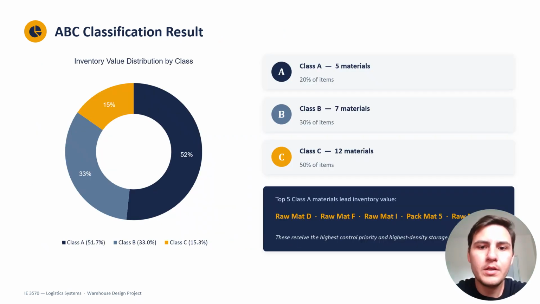So, ABC classification results. Applying the standard 20-30-50 split to those 24 materials gives us 5 Class A materials, 7 Class B, and 12 Class C. Class A alone represents nearly 52% of the total inventory value, even though it's only 5 materials, so those get the highest control priority and the highest density storage in our racks.